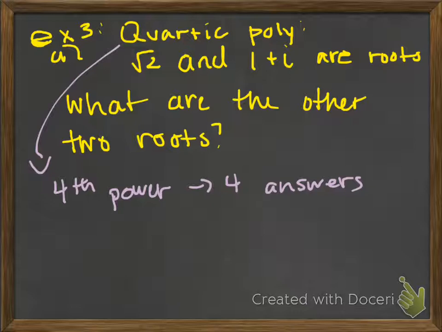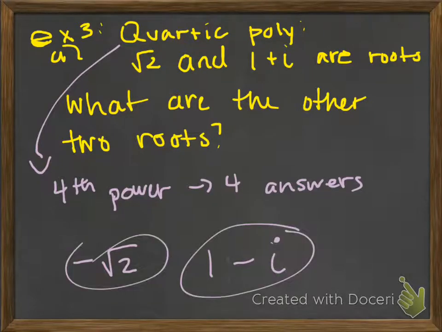So based on what we just discussed, if I have a positive square root of 2 as an answer, well, that means a negative square root of 2 is also a root to the problem. Similarly, if 1 plus i is given to you as a root, that implies that 1 minus i must also be a root, because whenever I take the square root, there's a plus or minus. So here are my other 2 roots.